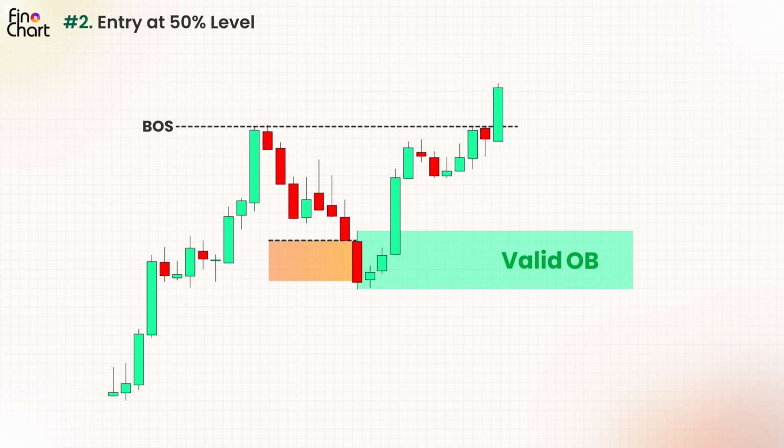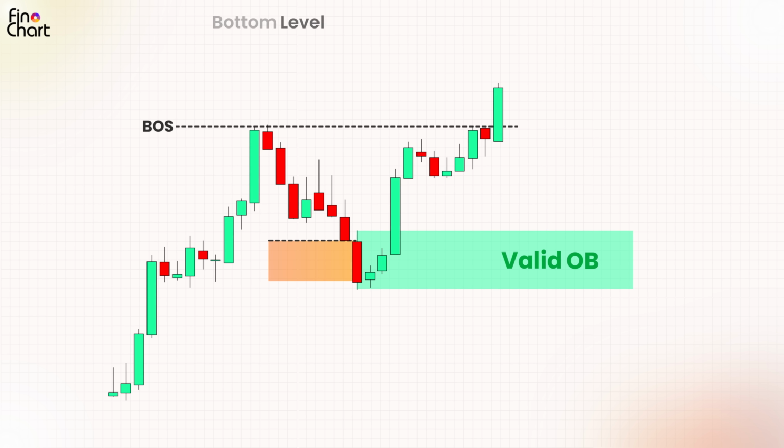Entry type number 2, entry at the 50% level. In this approach, you plan your entry when price reaches approximately the 50% mark of the order block area. Your stop loss goes slightly below the order block area with a small buffer zone. This entry type is especially useful when the order block candle is very large in size, because entering at the 50% level gives you a tighter stop loss and a better risk-to-reward ratio compared to entering at the very top.